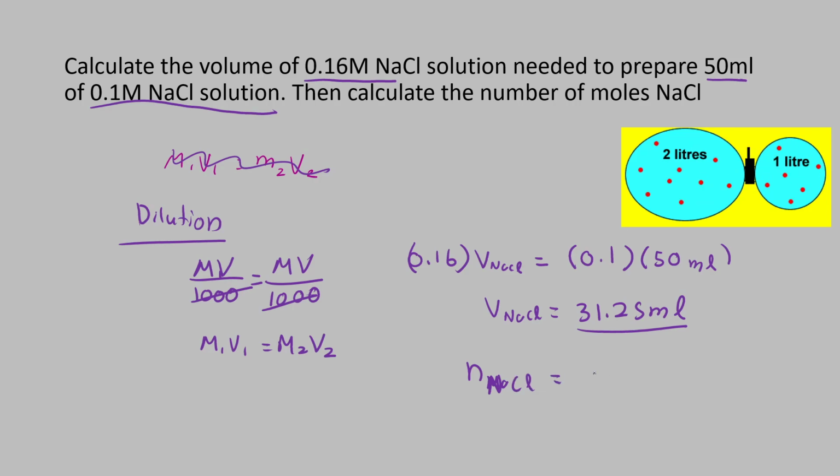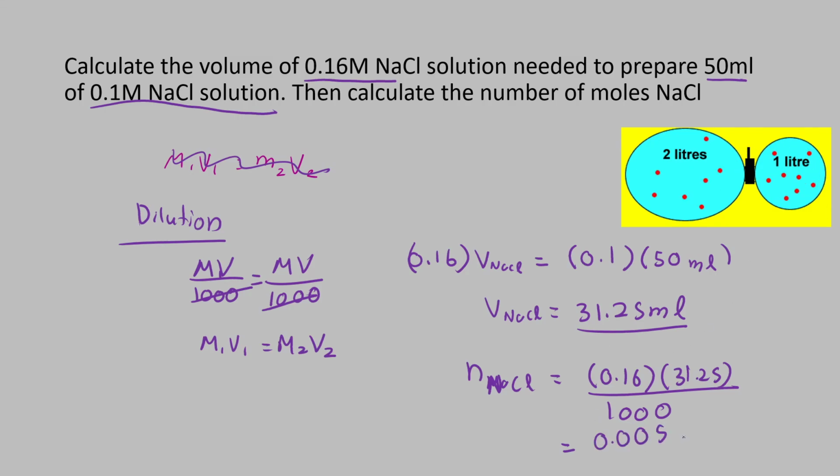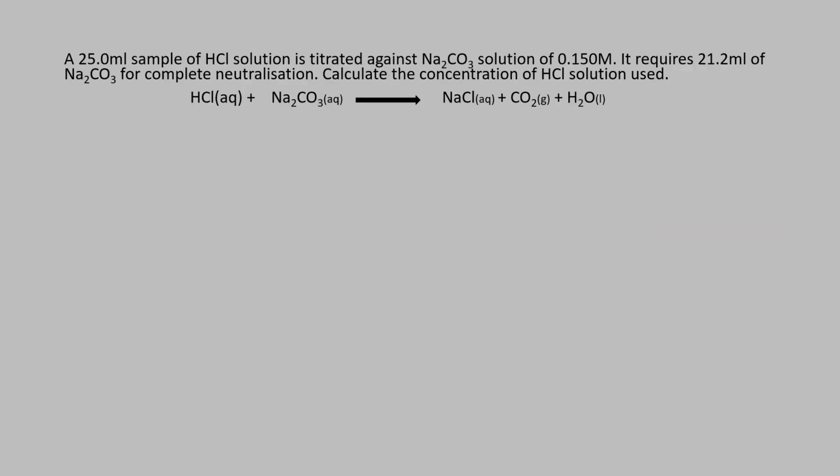Okay, after you get this amount, to find the mole, the mole of NaCl should equal its molarity, which is 0.16, times its volume, 31.25, divided by 1000. So you should get 0.16 times 31.25 divided by 1000. You should get 0.005 mole. Okay, so that's the final answer. So now let's look at the final question.